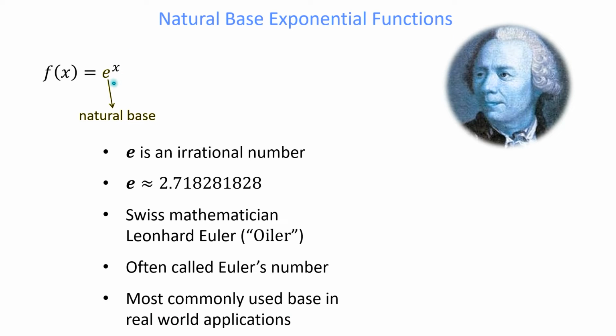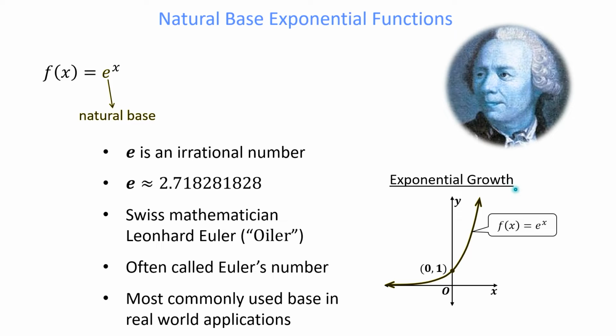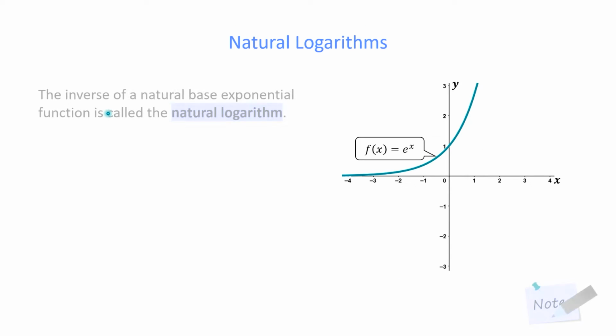So you should notice that e is greater than 1. So the graph of e to the power of x is very similar to an exponential growth function. So it would look like this, going through the y-intercept (0, 1). Now the inverse of a natural base exponential function is called the natural logarithm.